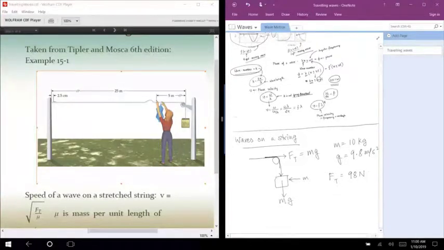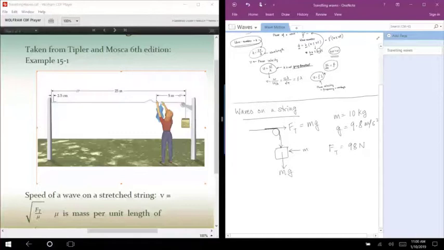It turns out that if we know the tension in the string, and if we also know the mass per unit length of the string, we will represent it by this Greek letter mu. And mu is nothing but a fancy way of writing the mass of the string, which is different from the mass we are using, divided by the length of the string. So if we know the mass of the string and the length of the string, we can figure out the mass per unit length.